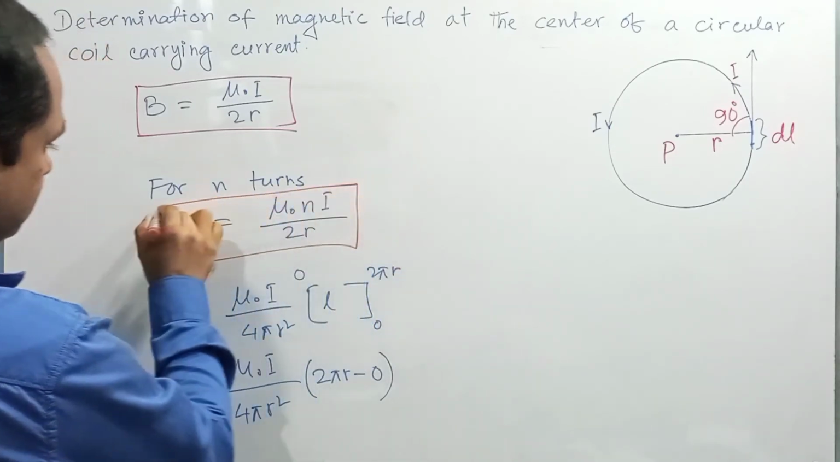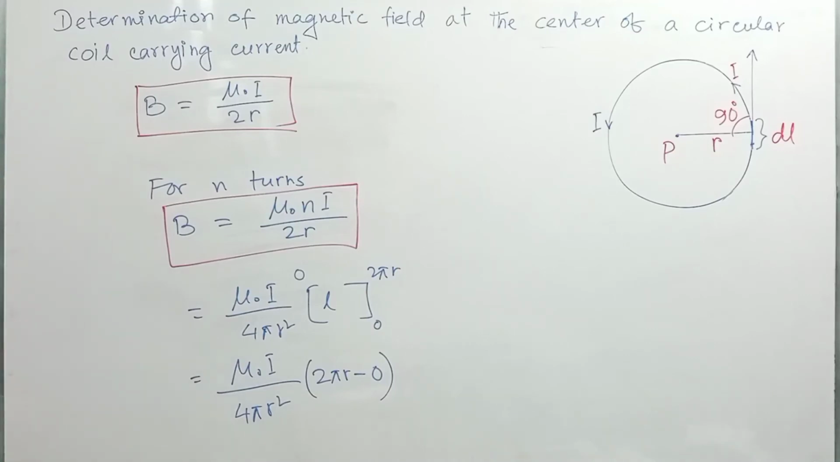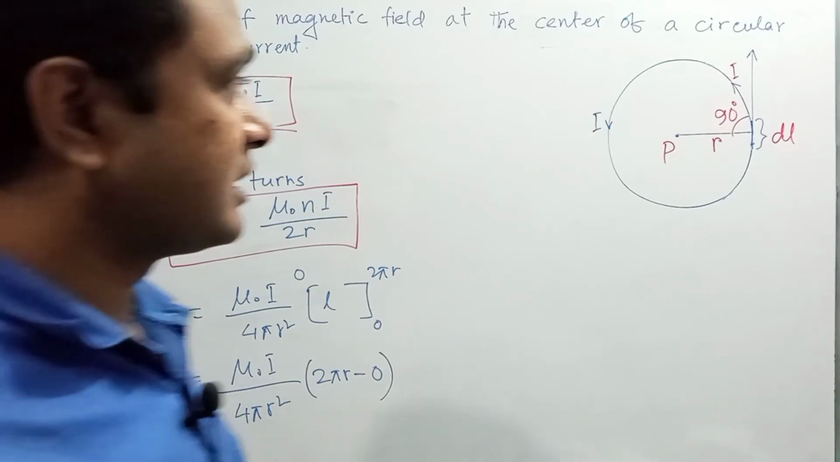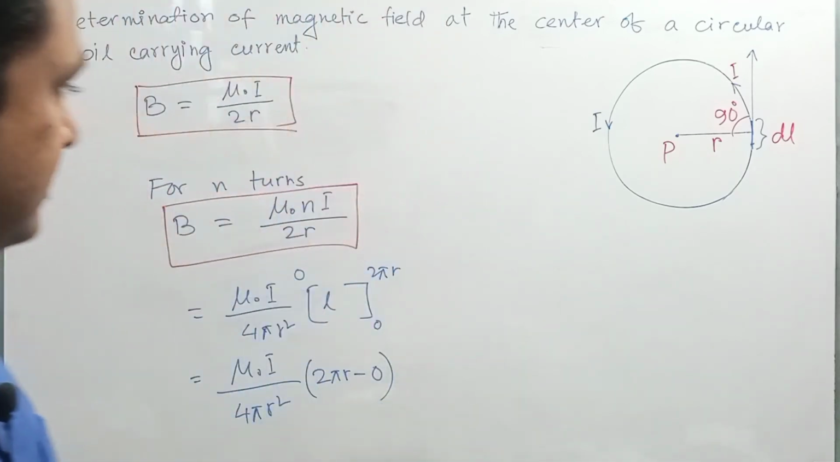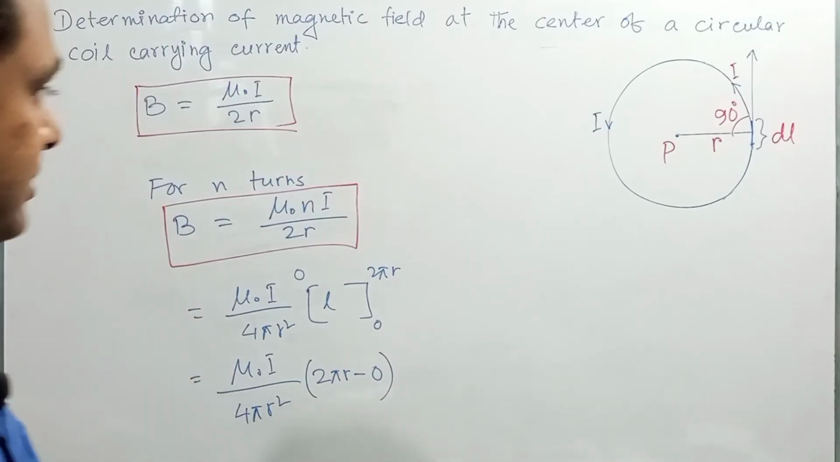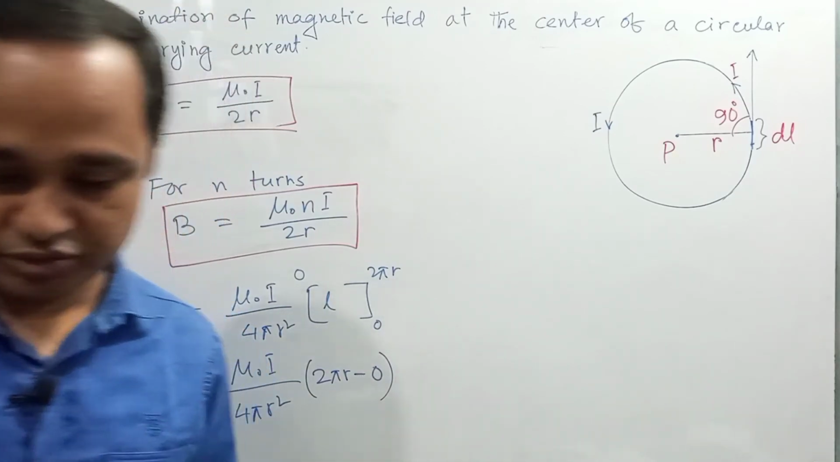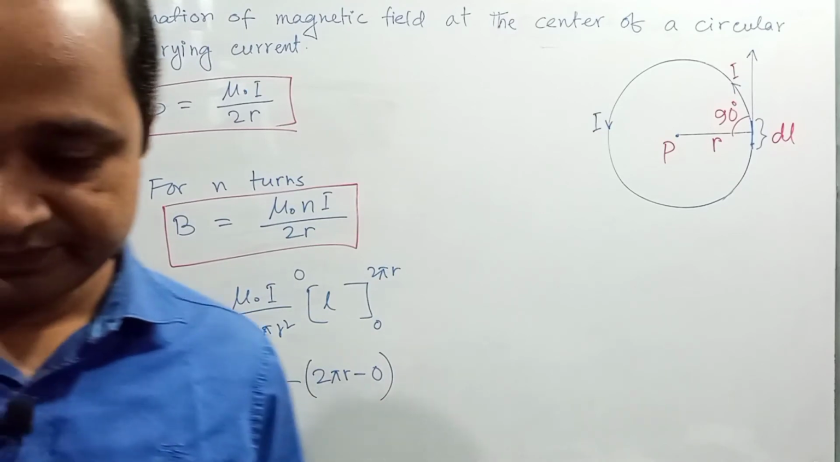Okay. So, these are the expressions for the magnetic intensity at the center of a circular current carrying coil. This will be helpful for us to solve mathematical problems and creative questions. I hope you got it.